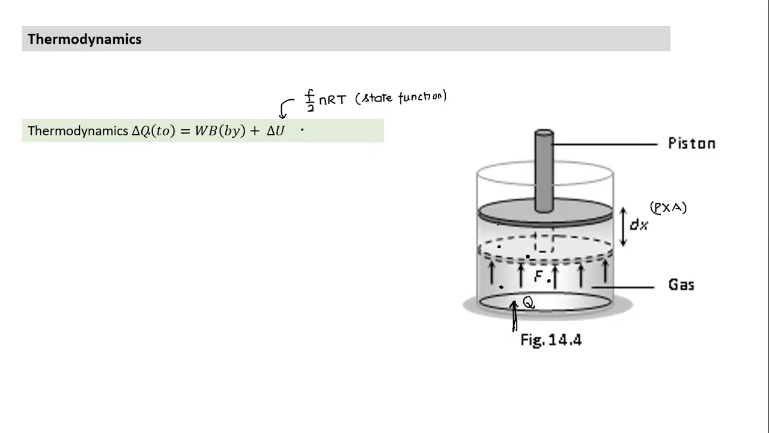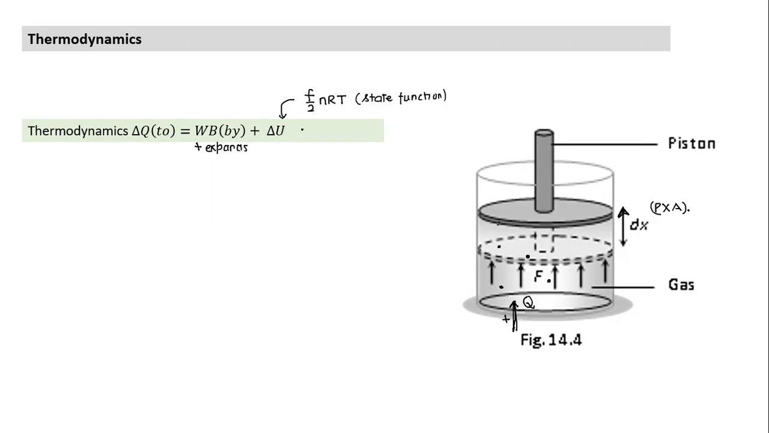So when is Q positive? Let's get the mental picture. Heat is flowing into gas, this is positive. So we write that heat given to gas is positive. And what is work done positive? When gas does work. How do we visualize positive work done? When the gas expands and the piston moves like this. This is the positive work done. The work done by gas is taken positive when gas expands.